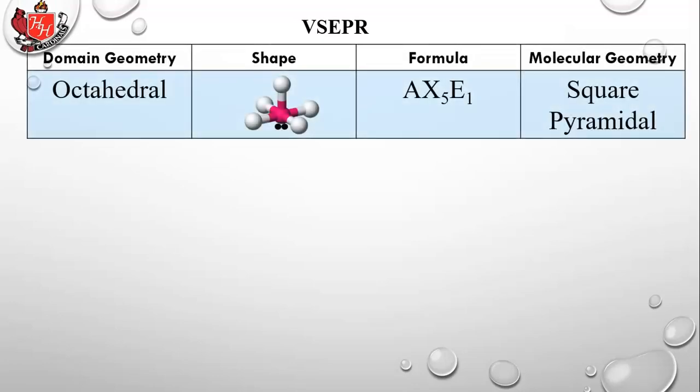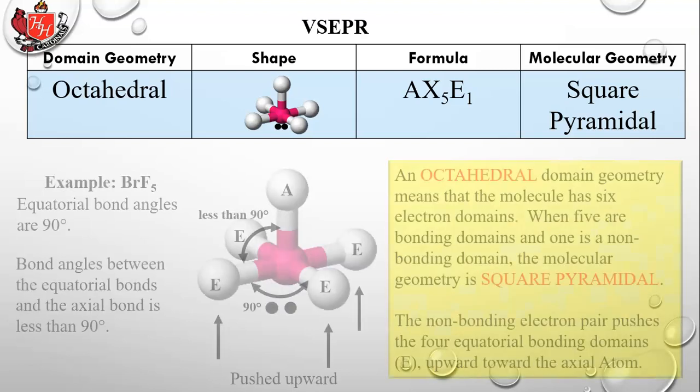Okay, now we're still in the octahedral domain geometry, but we've taken away one of the atoms, the one at the bottom. So this is an AX5E1. So it still has 6 electron domains, so it's still octahedral. But it now forms a new shape called the square pyramidal. It looks like an Egyptian pyramid. If you put faces between those white spheres, those terminal atoms, it would be a 4-faced pyramid, and that's the way the Egyptian pyramids look.